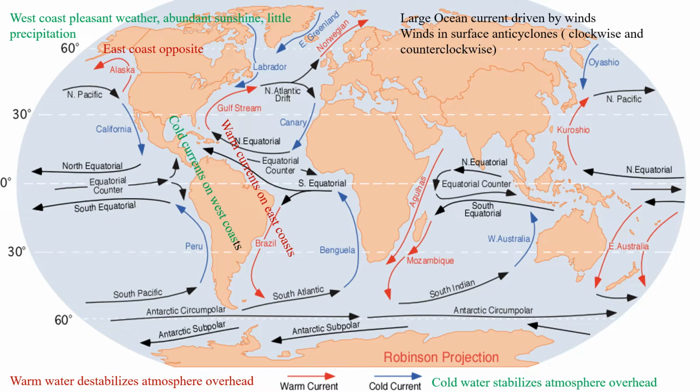This is one of the reasons that we have stable and unstable atmosphere. You see, the cold water stabilizes the atmosphere overhead. That's the west coast. That's why we go to the west coast for sunny and very good weather. Warm water destabilizes the atmosphere above. So on the west coast there is pleasant weather and abundant sunshine, and the west coast does have little precipitation. So make sure that you know all these basic things about the ocean currents and how they are associated with the atmosphere.